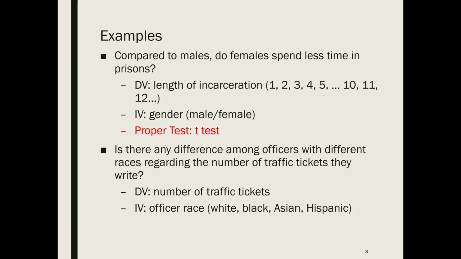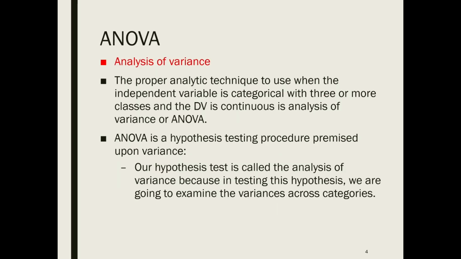Is there any difference among officers of different races regarding the number of traffic tickets they write? The dependent variable is the number of traffic tickets, and the independent variable is the officer's race, measured by white, black, Asian, Hispanic. So there are 4 groups. The proper test that we use here is ANOVA. Those are the ones we talked about in the previous PowerPoints already.